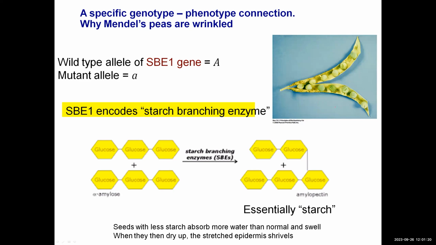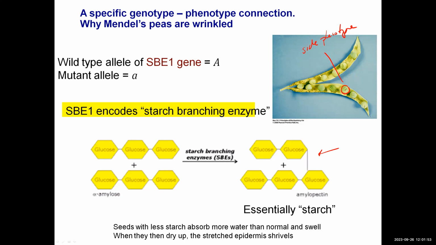That means that these seeds absorb more water than they should. They'll swell initially and look larger when they're wet, but as they dry, they'll wrinkle. So the wrinkling is actually a side effect that's caused by this chemical change. The inability to create large starches with big branches creates this secondary effect when the seed is dry.